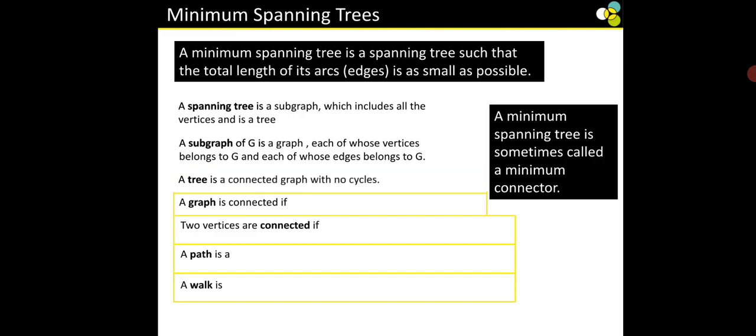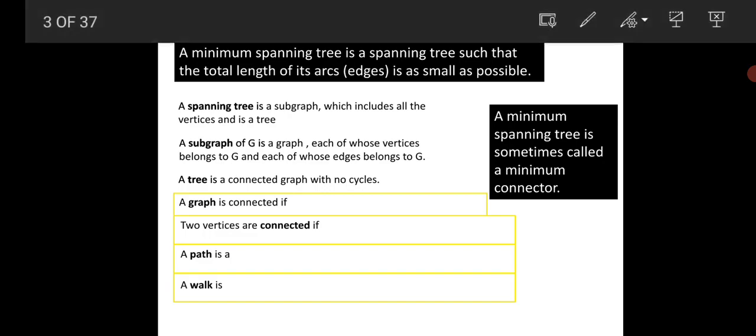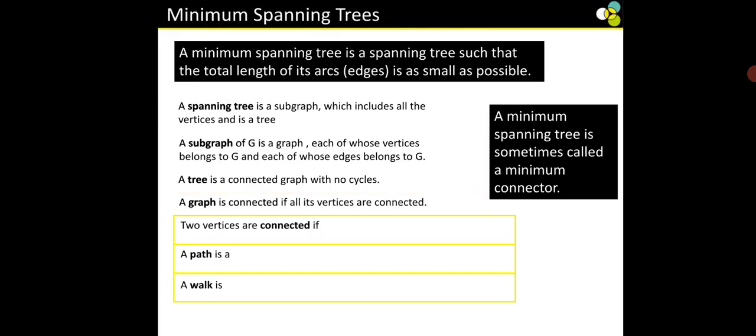Then a tree is connected with the graph, and it does not contain any cycles. That is what we are calling a tree. Then the concept of a connected graph: a graph is connected if all of its vertices are connected. In a graph, we will be having a collection of edges and nodes. Then two vertices are connected, that means that there is a path between them.